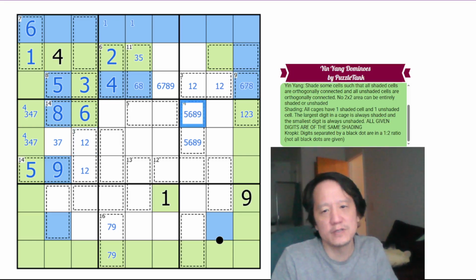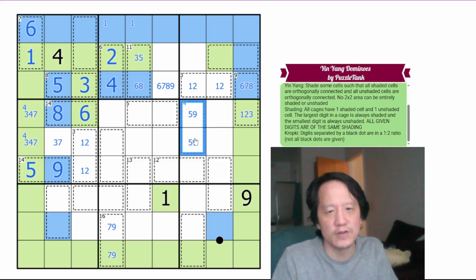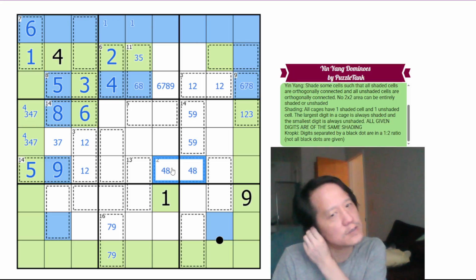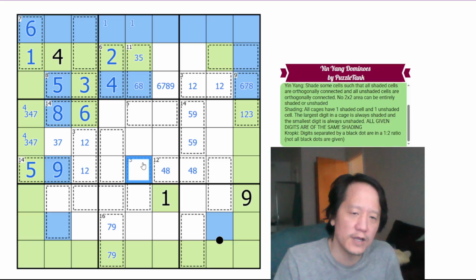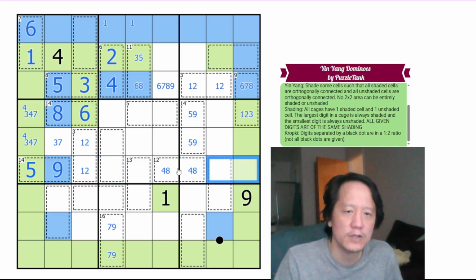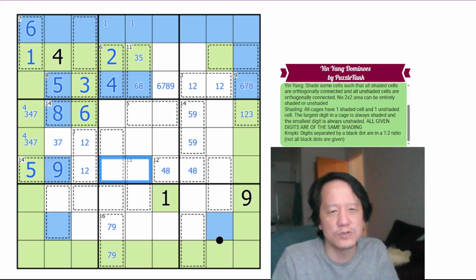This cannot be a 6, 8 pair. So this is to add up to 14. This must be specifically 5 and 9. To add up to 12 here, it cannot be 5, 7 or 3, 9 because of the 5 and 9 in the row. So this is 4, 8. That eliminates 4 and 8 in the rest of the row. That leaves 1, 2, 3, 6, 7.